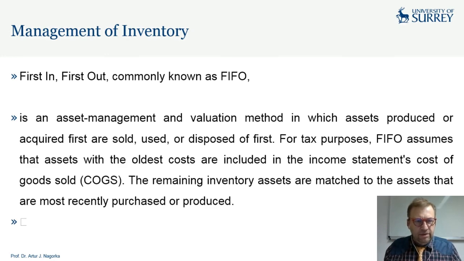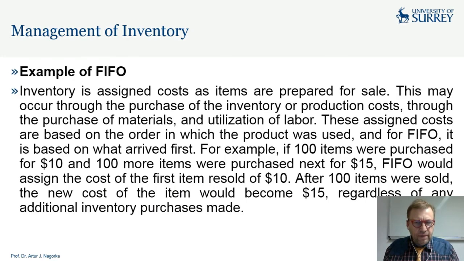Maybe you had this in your accountancy, but this is an example. Let's assume that we have our raw material, and we use this FIFO concept, and we have 100 items that were purchased at $10, and we purchased the next lot of 100, but now we paid $15 per item. So this method of using FIFO would mean that we take from our stock of raw materials first these items that are at $10.